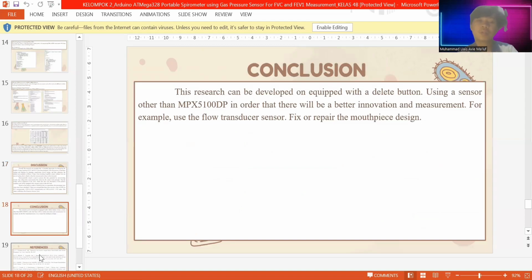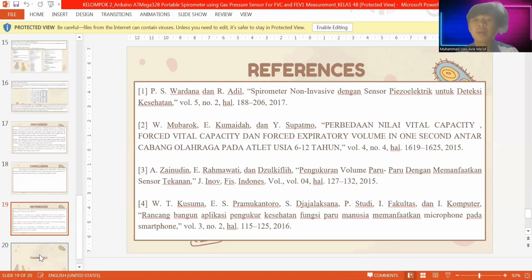Conclusion. The spirometer can be developed on equipment with a display button using a sensor other than the MPX5100DP, so that there will be better innovation and measurement. For example, use a flow sensor, or fix or repair the design. This is a reference.